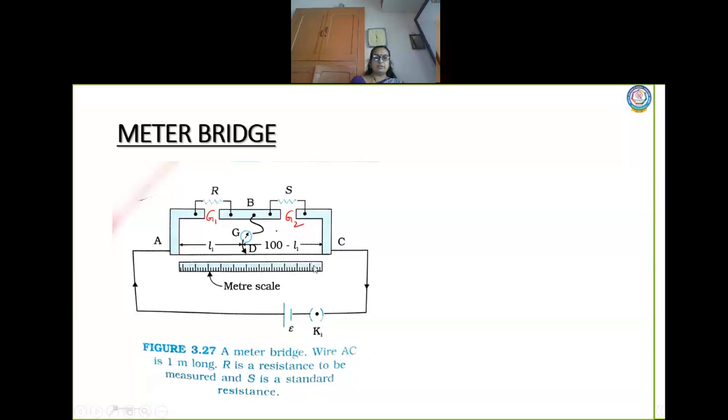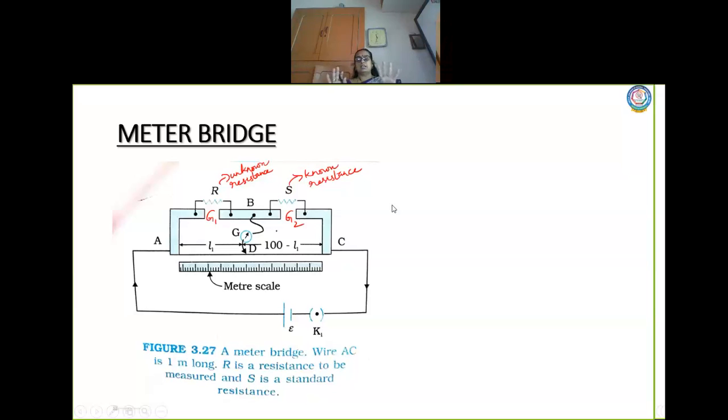Okay, so capital R is, what is capital R? Capital R is an unknown resistance. So let me write here. Capital R is unknown resistance, whose resistance we are going to find out, and S is the known resistance. Right. Now, how does this meter bridge work? Now let us fix a known resistance. Let us fix a value of known resistance.